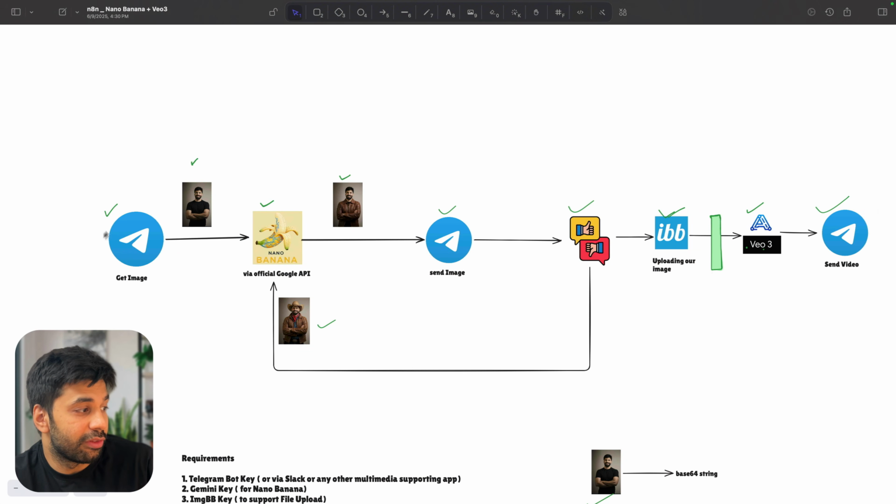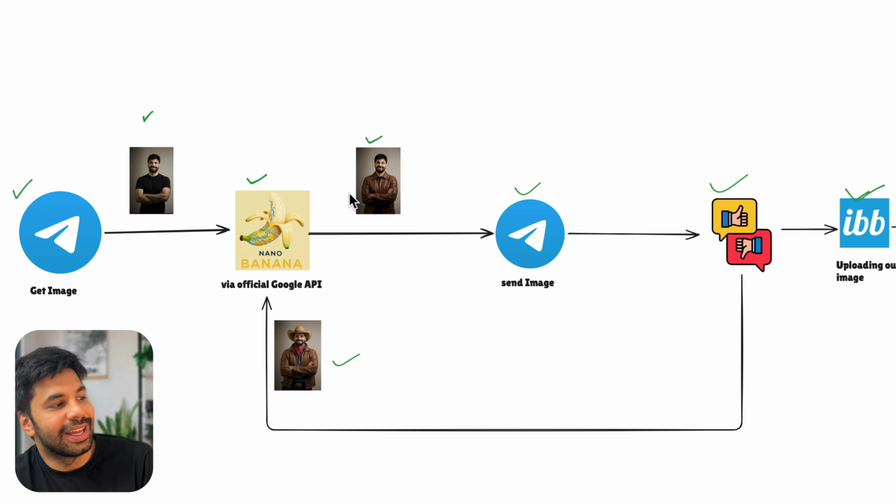So this is going to be the flow, everyone. We are going to get an image. So there will be an image trigger. The image will be sent. It will be sent to Nano Banana. Once it is sent, then it will be editing out the same, right?